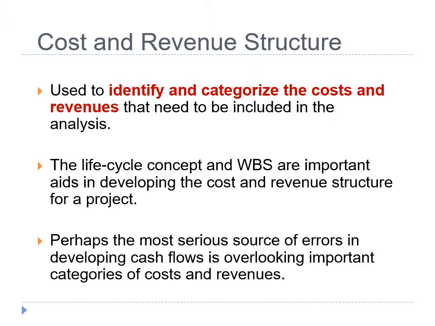Perhaps the most serious source of errors in developing cash flows is overlooking important categories of costs and revenues. The cost and revenue structure, normally prepared in tabular or checklist form, is a good means of preventing such oversights. Technical familiarity with the project is essential in ensuring the completeness of the structure, as are using the life cycle concept and the work breakdown structures in its preparation.